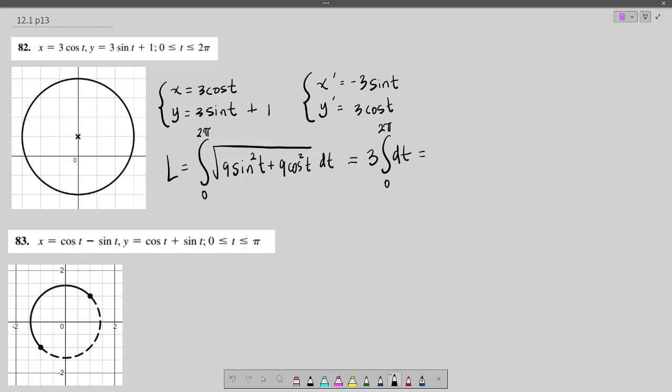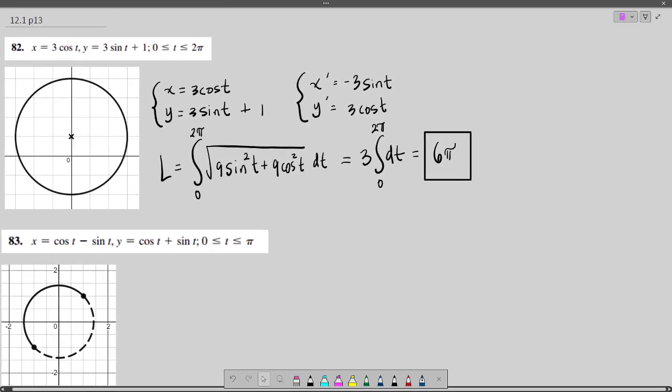And what's our final answer there then? 6 pi. So that is our arc length, our perimeter, our circumference. You could also say, hey, this is a circle of radius 3. Circle of radius 3. Perimeter is 2 pi r. 2 pi times 3. So you can also see it that way.